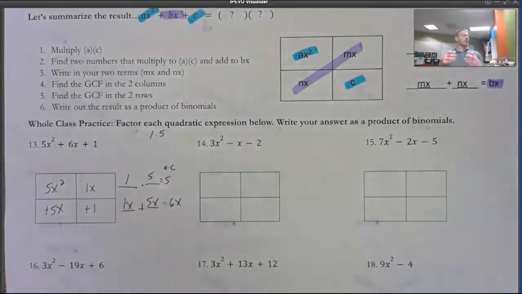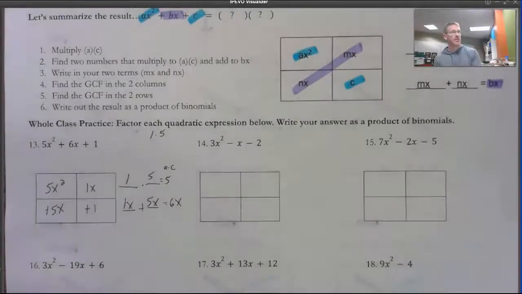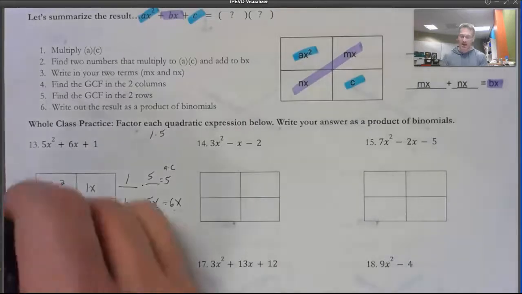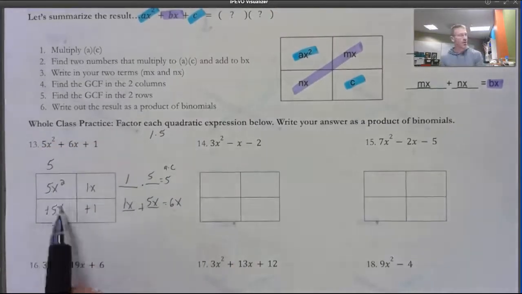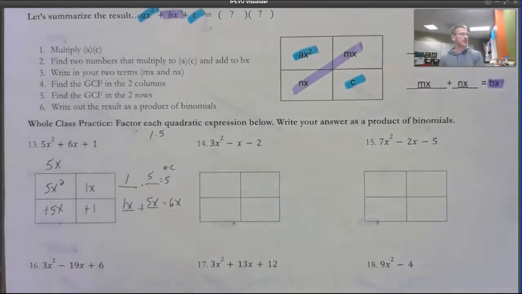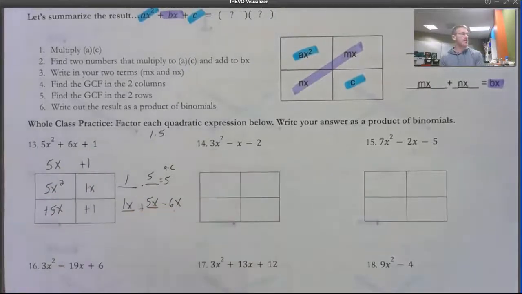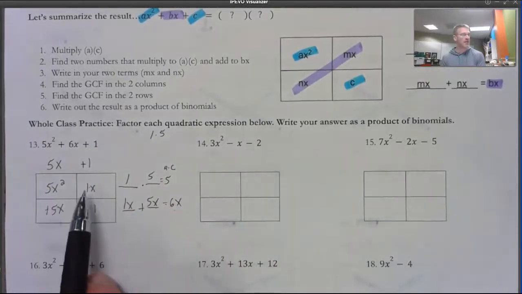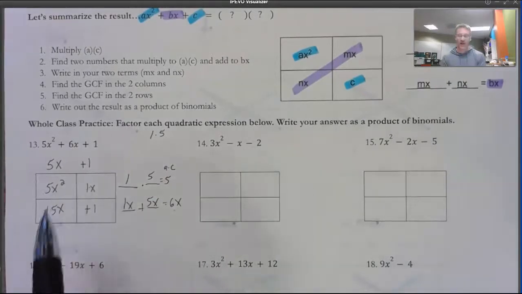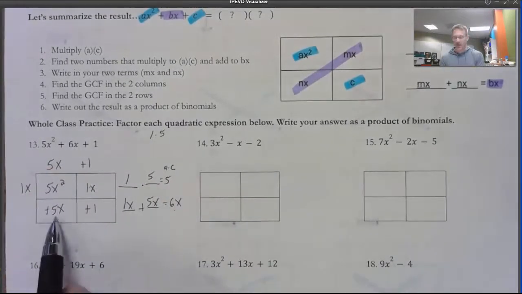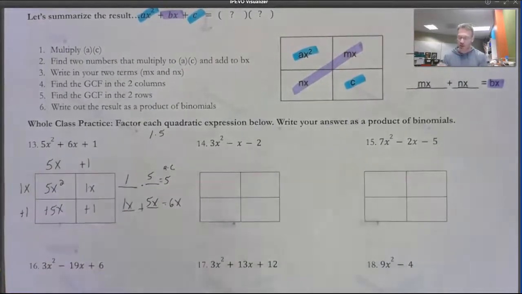All right, now here's why the opener was the greatest common factor, because now we have to go backwards and find the GCF in each column and each row. So when I look at my first column here, the biggest number that goes into 5 and 5 is 5. They both have 1x in common, so I can take out 1x. The largest number that goes into 1 and 1 is 1, and there are no x's in common, so I can't factor out an x. When I look at my first row here, the biggest number that goes into 1 and 5 is 1. They both have 1x in common, so I can take that x out. When I look at 5 and 1 again, the largest number I can take out is a 1.